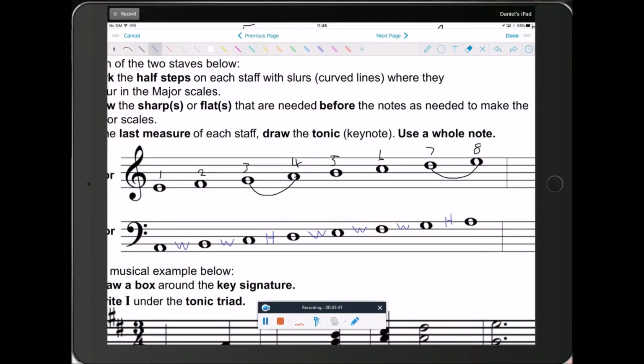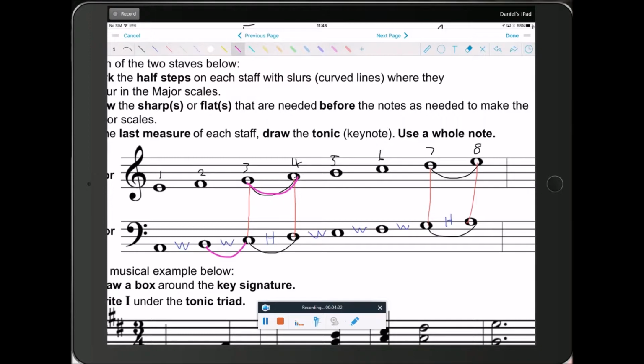And then we just take our pencil and do a little slur right there, wherever we have an H. So an H is between numbers 3 and 4. Notice this lines up with this. 3 and 4, 7 and 8. It should be the same on both staves. If you have something like a slur in a different spot on each staff, then you've done something wrong. They should look exactly the same. They should have the slurs, or the curved lines, in the same spot on both the treble one and the bass one.